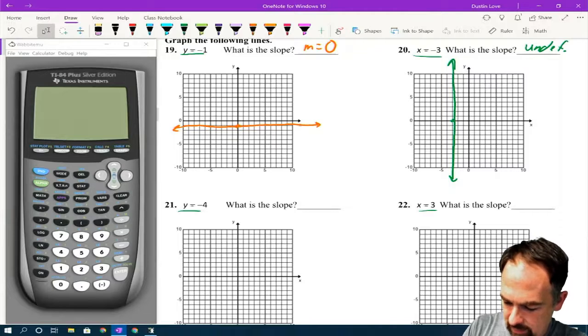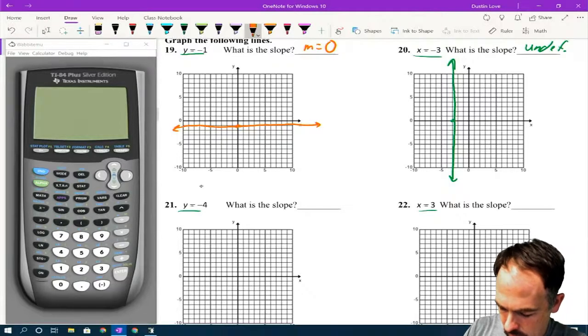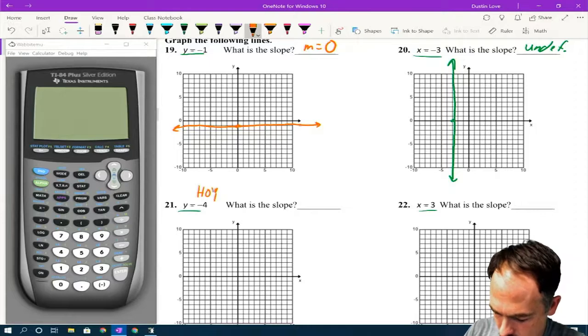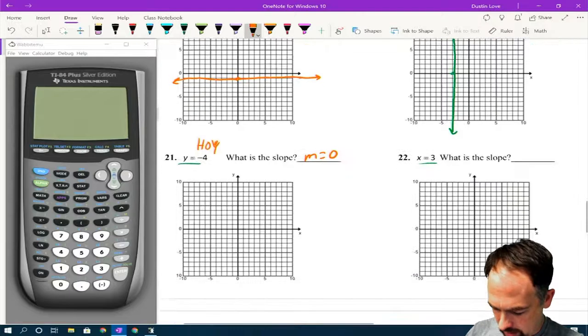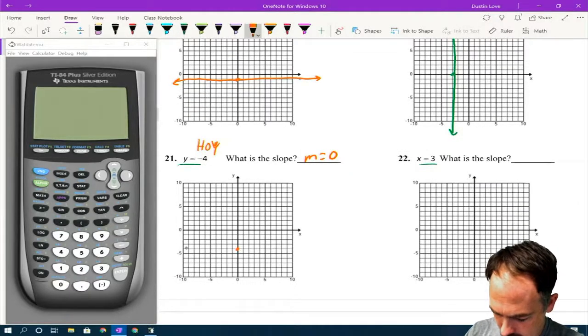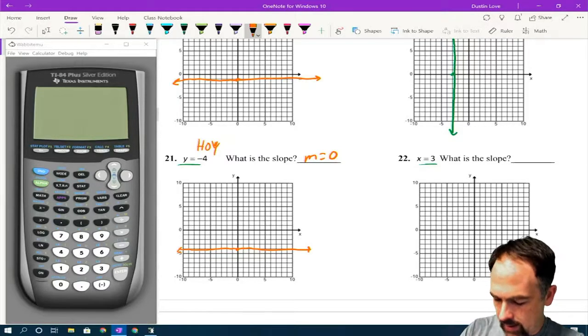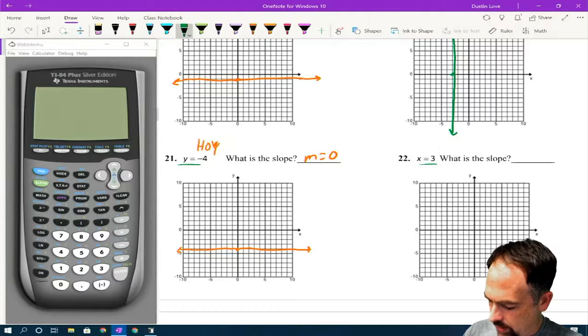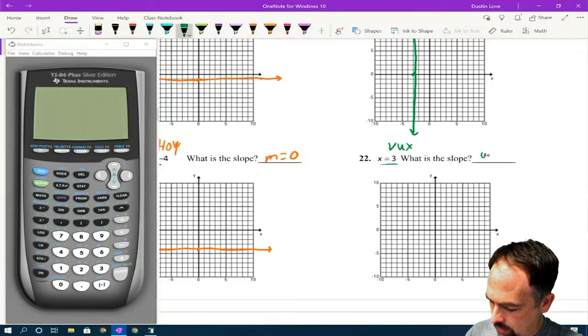Y equals -4. Y is in the hoi. So that is a horizontal line with a slope of 0. So I'm going to go down to -4 on the y-axis and draw a horizontal line. Okay, x equals 3, that is my vux, which means it's a vertical line, and the slope is undefined. So that means I'm going to go over to 1, 2, 3 on the x-axis, and then draw a vertical line.